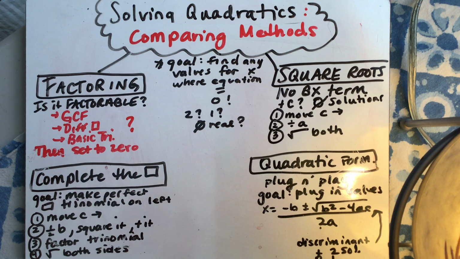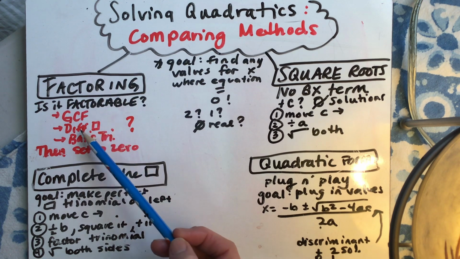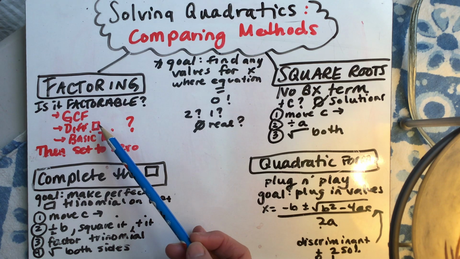So factoring is going to be kind of, in some ways, a go-to, but in order for you to use factoring to solve quadratics, it has to be factorable. Things to look for if you're going to identify if something is factorable: you always want to look for the greatest common factor. If there are 2 square numbers that you're subtracting, that's a difference of squares, and there'll be some examples I show in a minute.